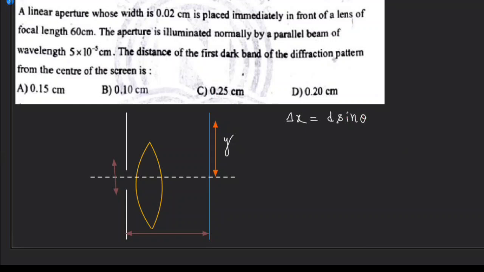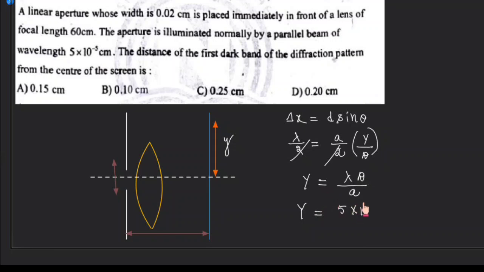Since it is the first dark, this delta x will be equal to lambda by 2, and this d, in a wave, especially in a diffraction, is a by 2 into sin theta, which equals y by capital D. This 2 gets cancelled. So y is equal to lambda into capital D by small a, where the small a is the width of this slit. Therefore, y is equal to, lambda can be written as 5 into 10 power minus 5, into capital D.